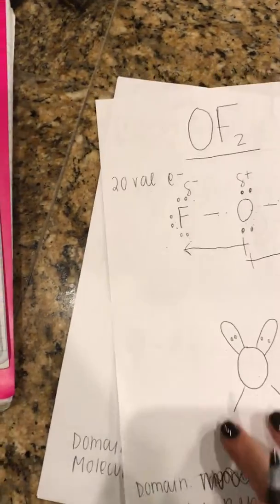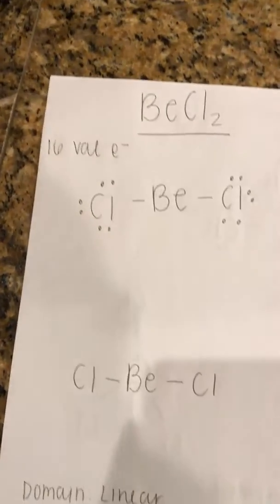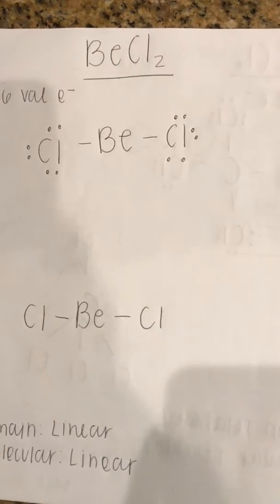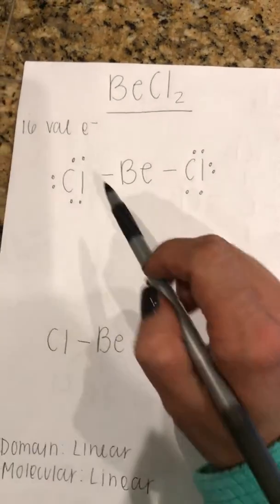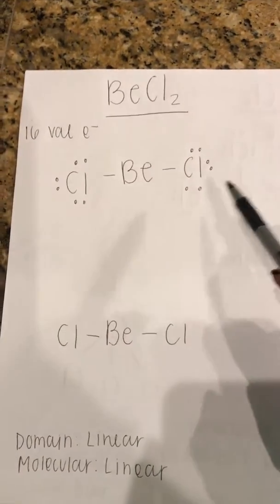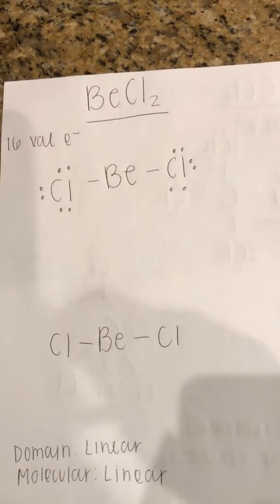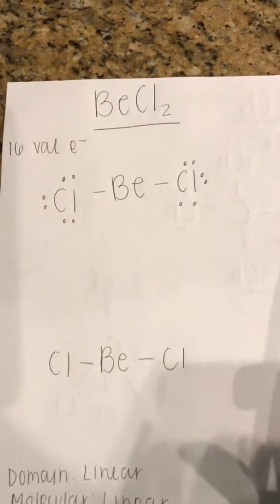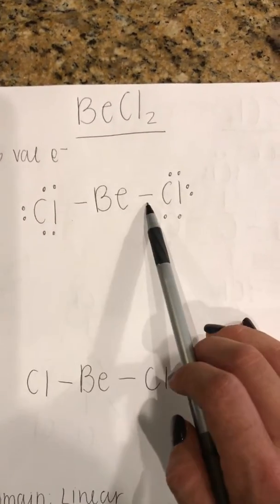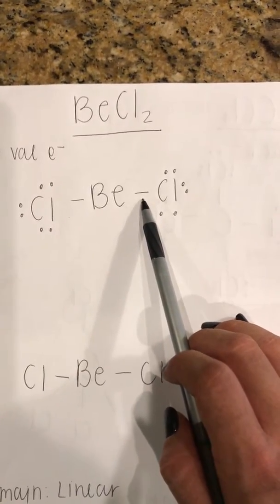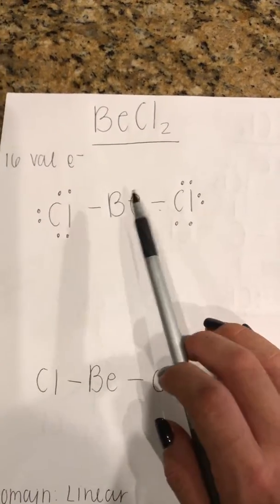The next structure we will look at is BeCl2. Look at the electrons on the Cl atom, and Cl atom has its octet, 2, 4, 6, 8, 2, 4, 6, 8. The Be atom only has 4 electrons, so it violates the octet, 2, 4. But we know that it is an allowed octet violator.